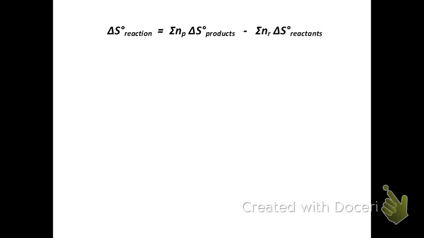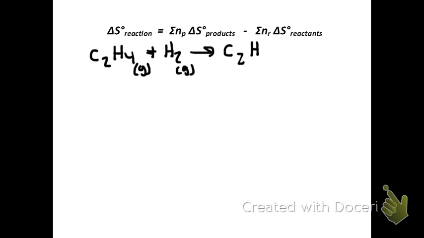Okay, so let's say that we have a reaction. Let's do C2H4 gas plus H2 gas, and that's going to produce C2H6 gas. And we need to know what the delta S naught for this reaction is.